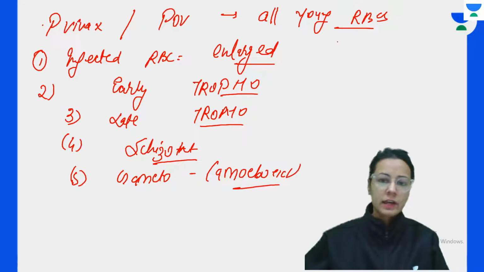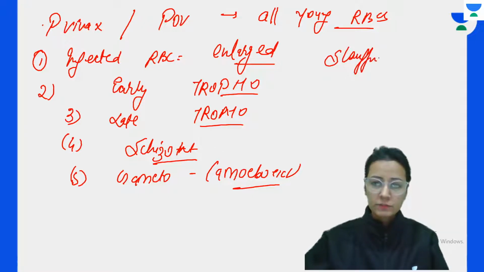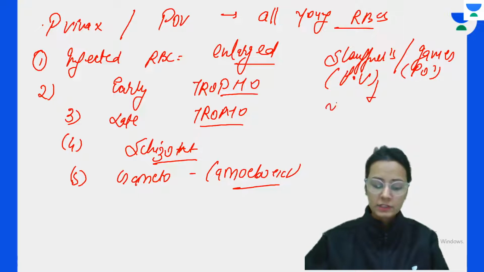All right. And we have Schüffner's dot in case of Vivax, and James dot in ovale, which give the yellow pigment.